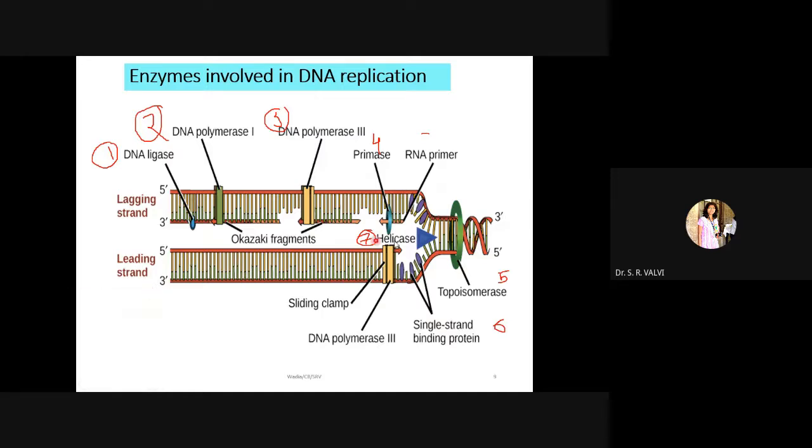Let me take this laser pointer. You can see here, this is the helicase which is shown over here, right? What is the function of helicase? It opens up the DNA at the replication fork, right? The helicase enzyme will break the hydrogen bonds between nitrogenous bases, and hence the double stranded DNA will open up, right? It separates these two strands.